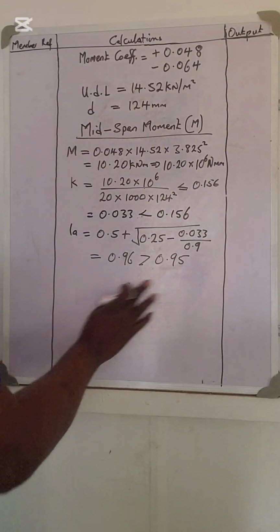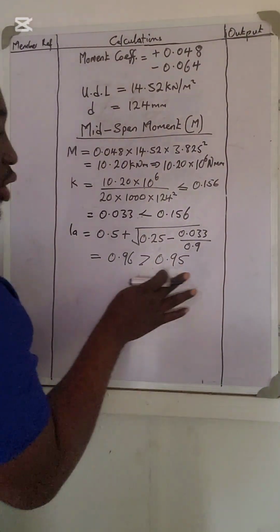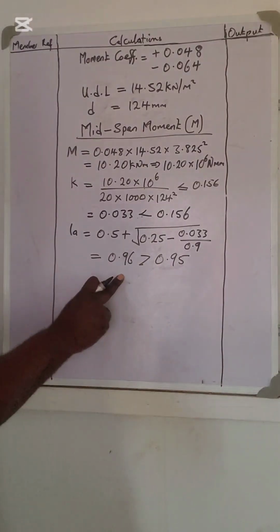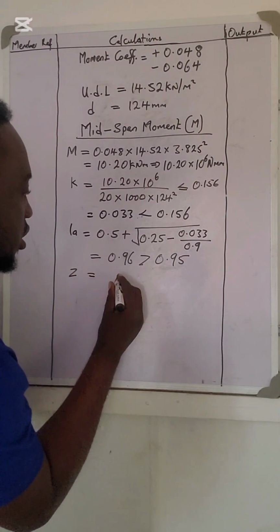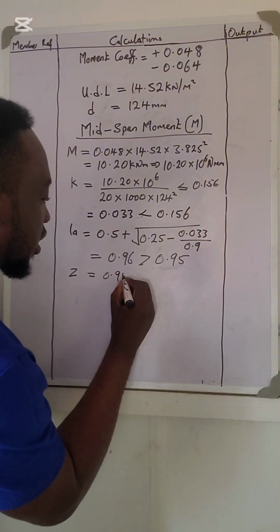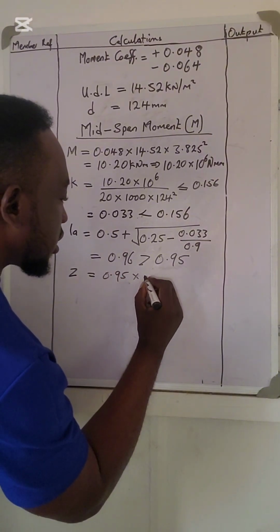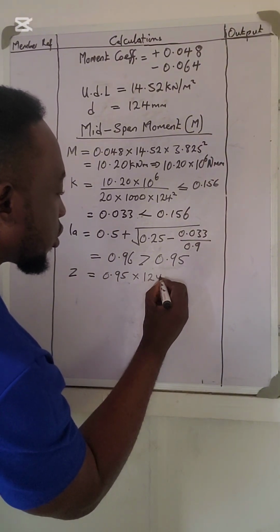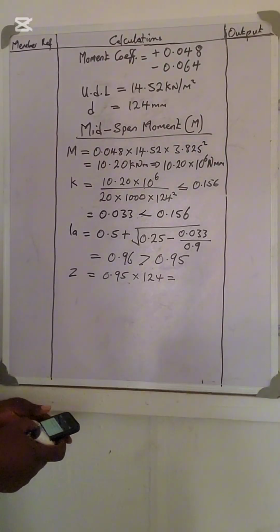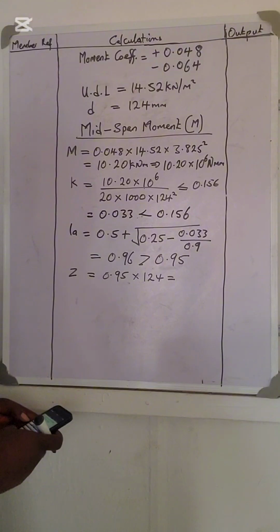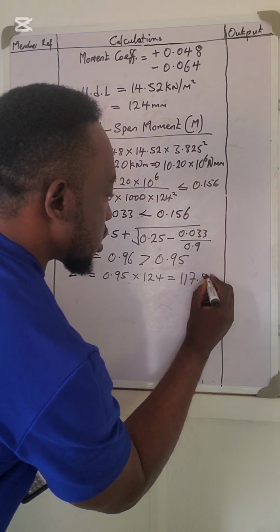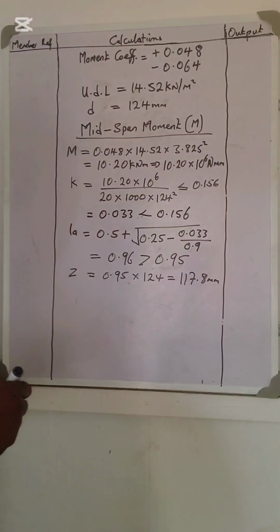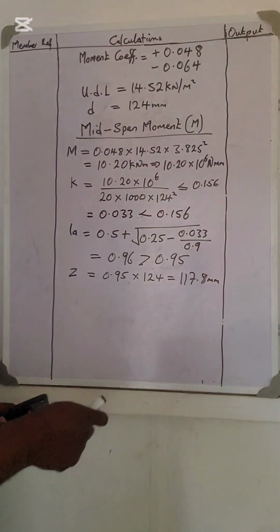Recall that I told you we use 0.95 before, so we are going to make use of 0.95 because it's the lesser value. So our Z now becomes 0.95 multiplied by 124, which gives 117.8 millimeters. Okay, that's what we are making use of right now.